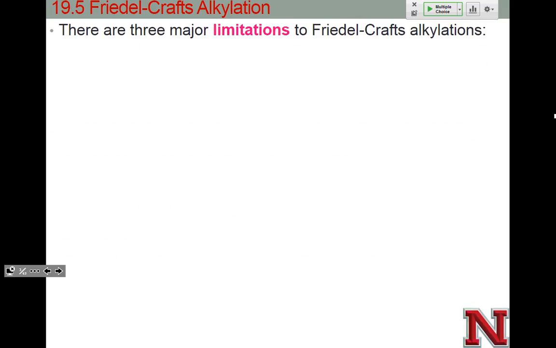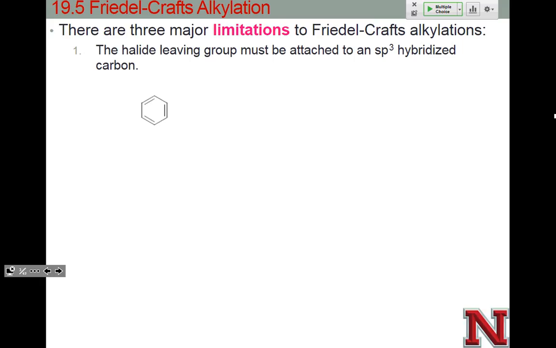Other limitations, and there are other major limitations that you're going to need to know, and this is especially going to be important when we talk about synthesis. One is that the halide leaving group must be attached to an sp3 hybridized carbon. So this doesn't work well if it is an sp2 or sp hybridized carbon. That carbocation is just too unstable to form, so we don't see those happening. So we have to have an sp3 carbon.